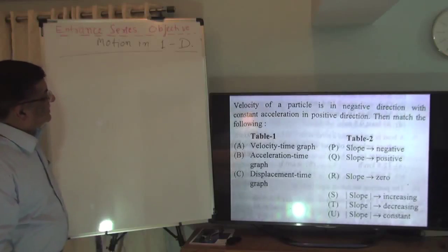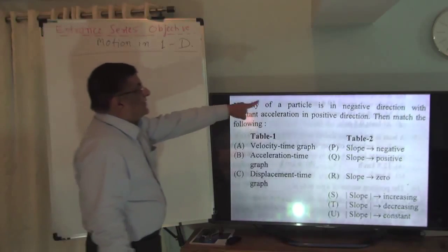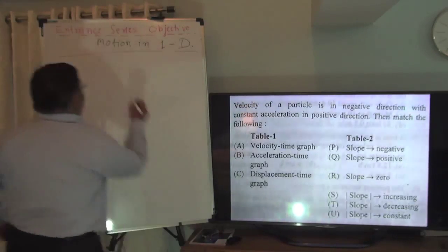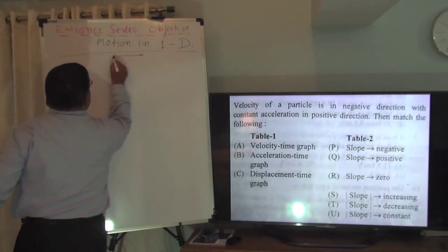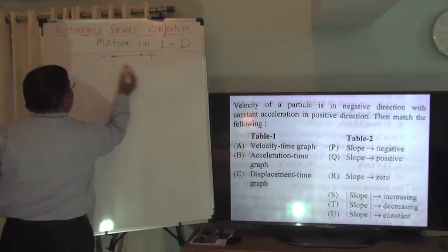Here is another good question. Velocity of a particle is in negative direction. That means if this is plus direction, this is minus direction, the particle is going in this direction.